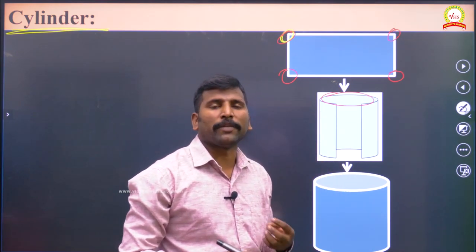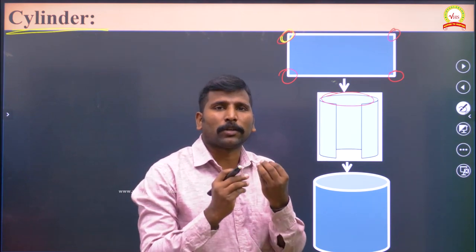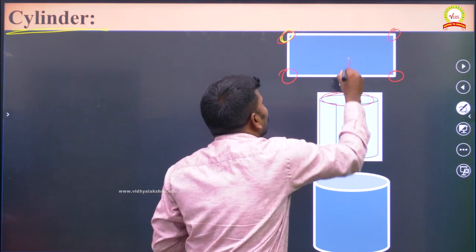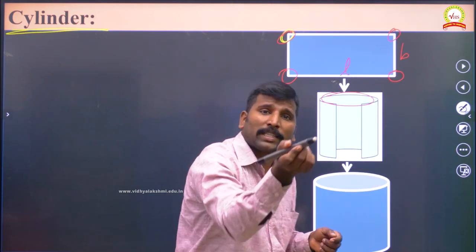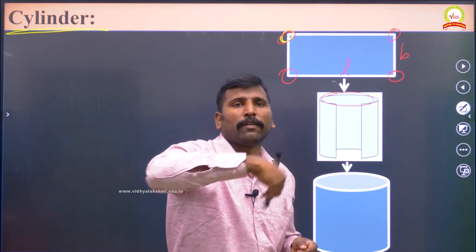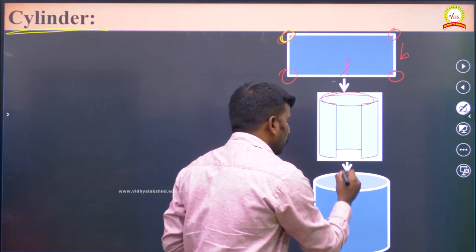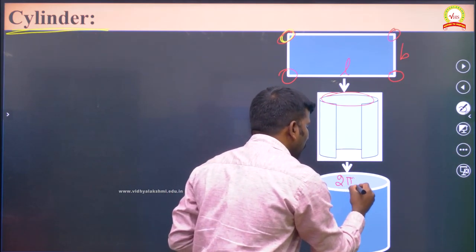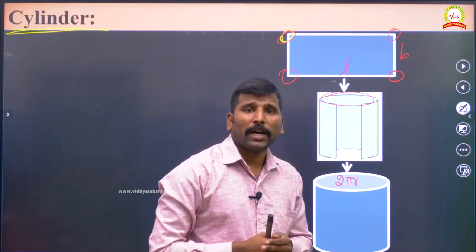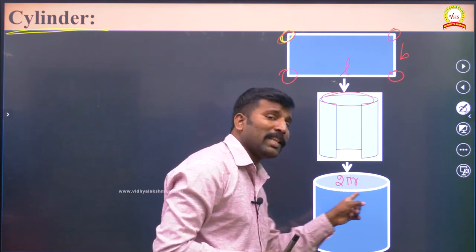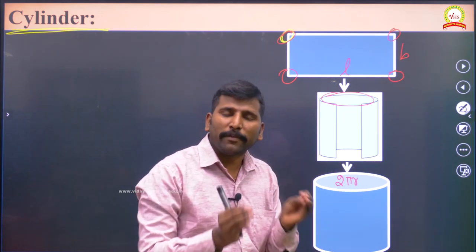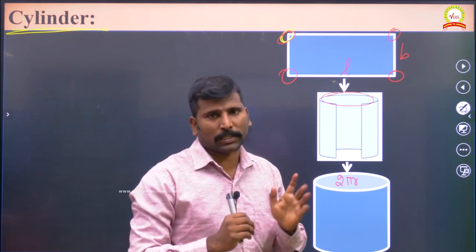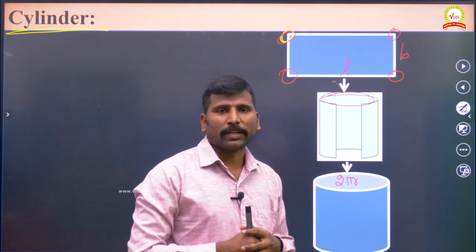That circular shape we call the circumference, because this is called the length and this we know as the breadth. This length is changed into the circumference. The circumference formula we know very well, that is 2 times pi r. This is the circumference, the length or perimeter of the circle. That is what we call the circumference. Understand?